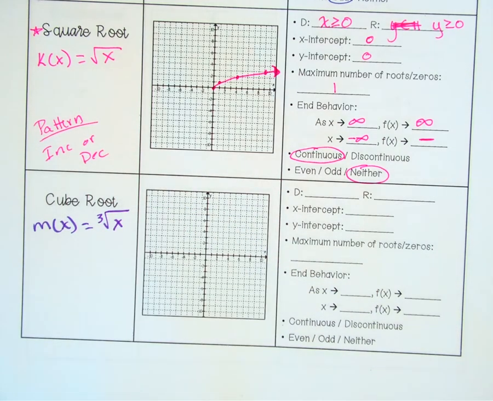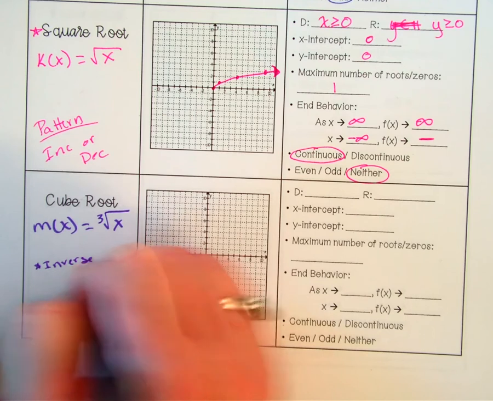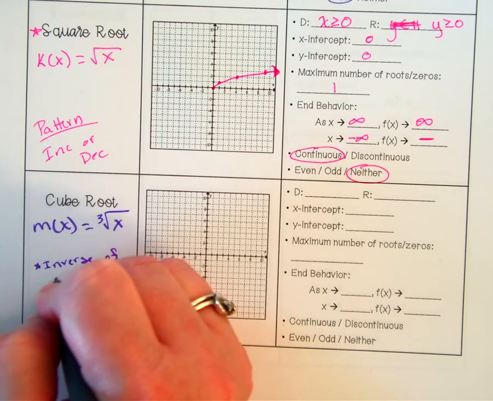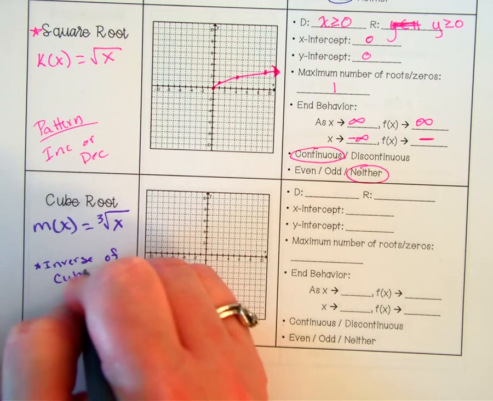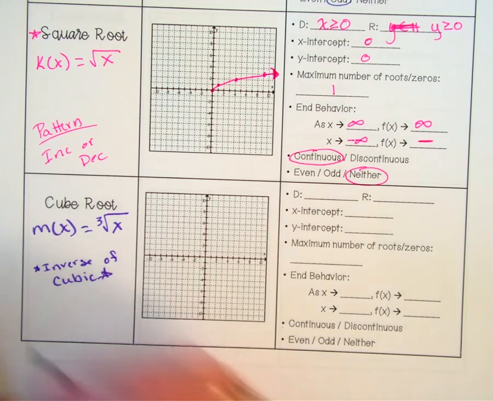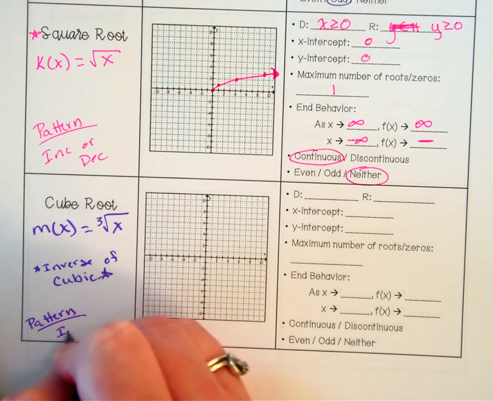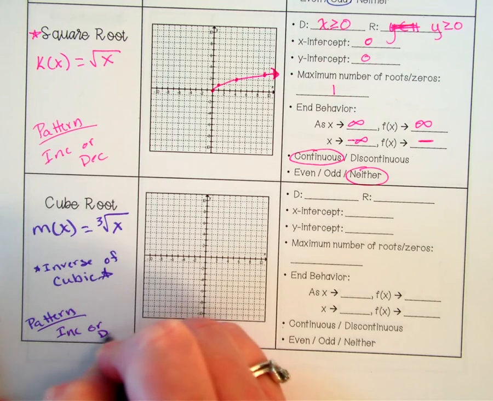Cube root. We have not done too much with our cube root function. This is actually the inverse of the cubic. Cube root is your inverse of your cubic function. So if we remember, inverse just means we switch our x and our y points. So it's going to have a similar pattern. It's either increasing or decreasing, never both.